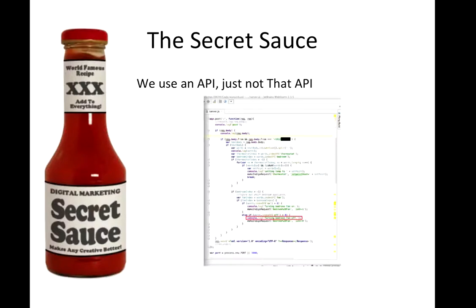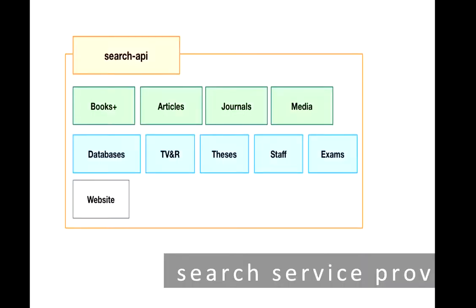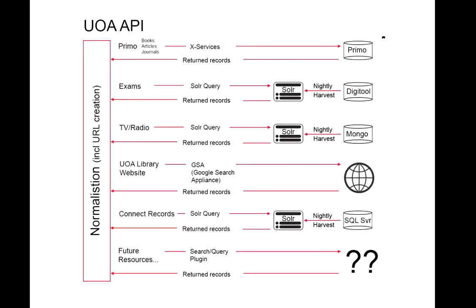So the secret sauce for all this is an API. It's not the Primo API. The API we're using has been written by the head developer. Essentially, there's a search API that searches every database that we have. And I will just skip over. This is how it works.